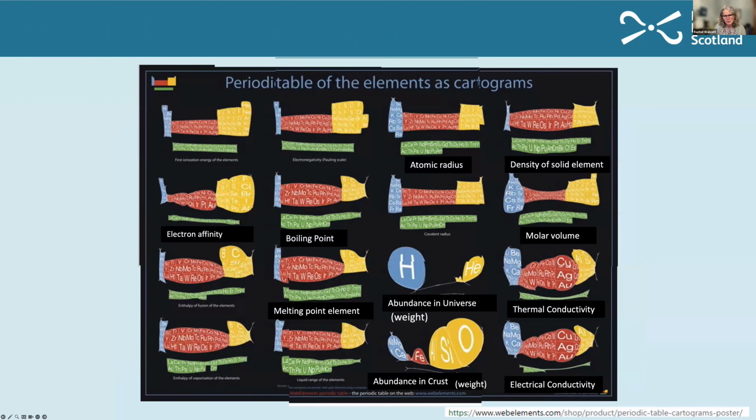I found this table online, and it just shows you the periodic table, and the size of each element shows the property. So at the bottom, down here, I don't know whether you can see my cursor. Can you see my cursor? You can see the abundance. So there's a lot of silica and oxygen in the world, in the crust, but hardly anything else.